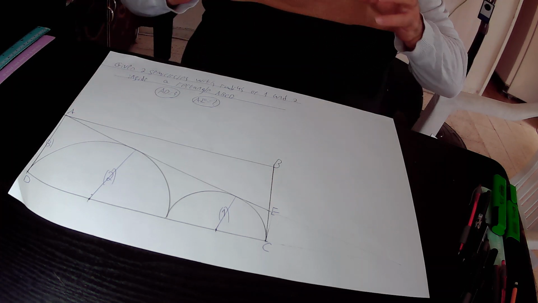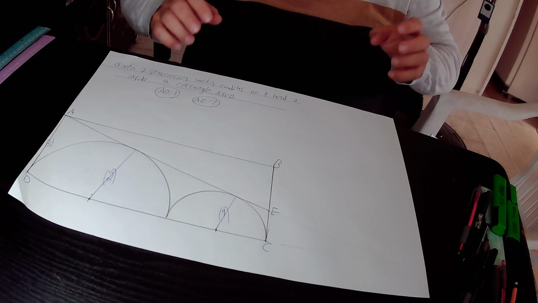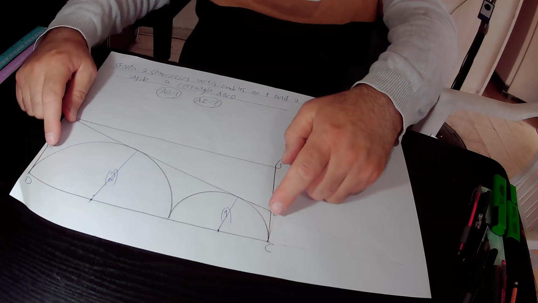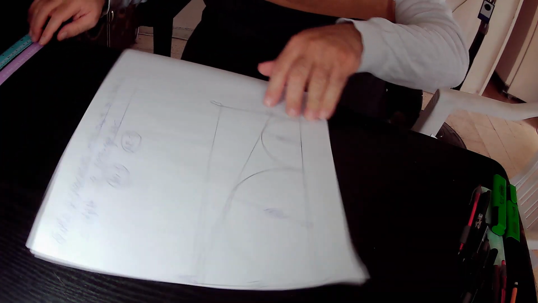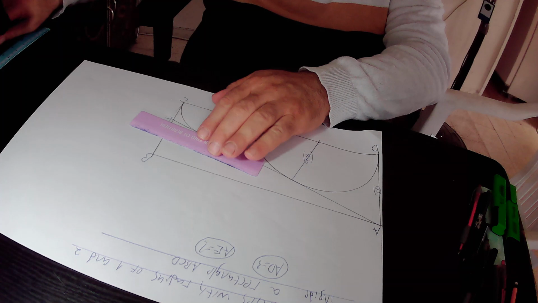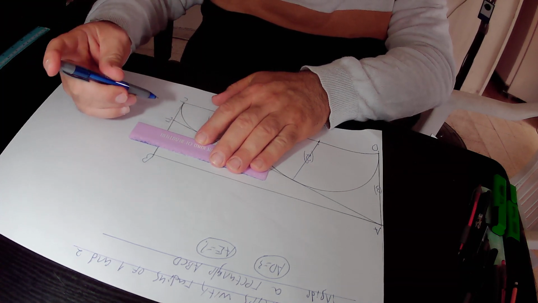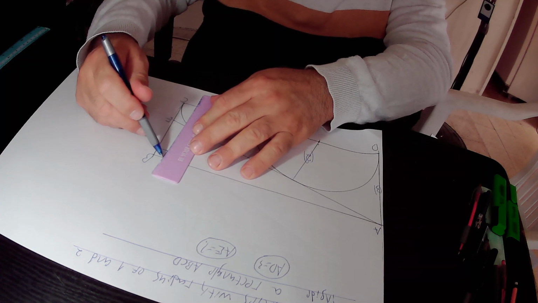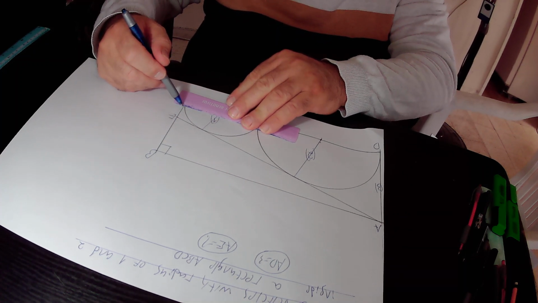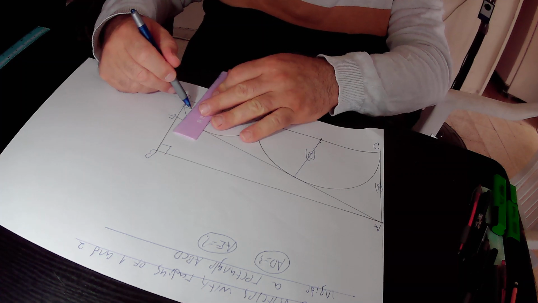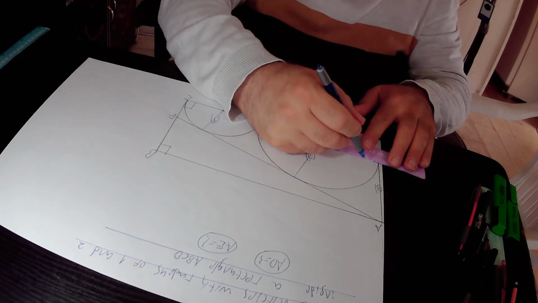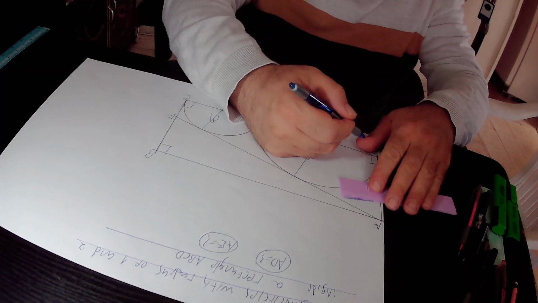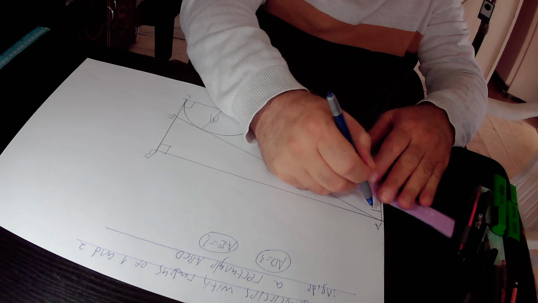So first of all, we know that all the angles in any rectangle are right angles. So those 4 angles, they're all right angles. So this is a right angle. This is also a right angle. This is a right angle, and this is also a right angle.